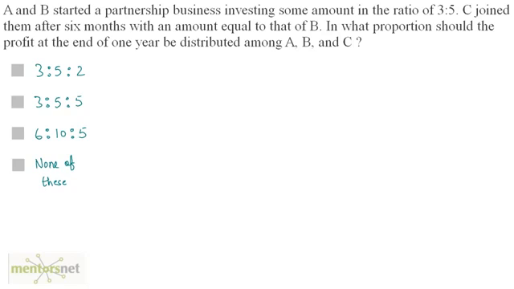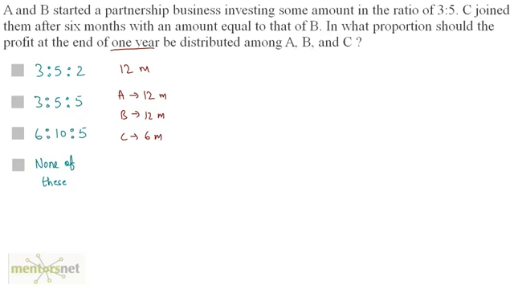Well, let us first calculate the time periods of each of the investments of A, B and C, right? So the total time period is 1 year, so we have 12 months. Out of that, A and B started the business. So A is for 12 months, B is for 12 months, right? Now C joined after 6 months. So C will be for 6 months, 12 minus 6 is 6 months. So these are the time periods.